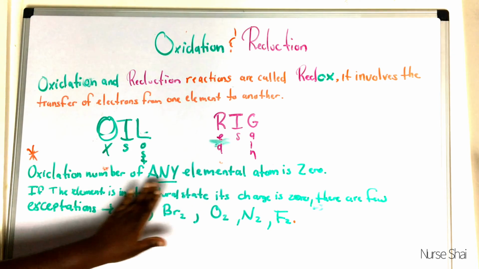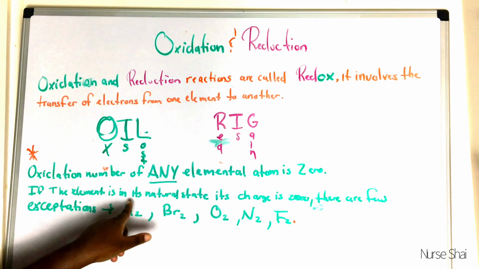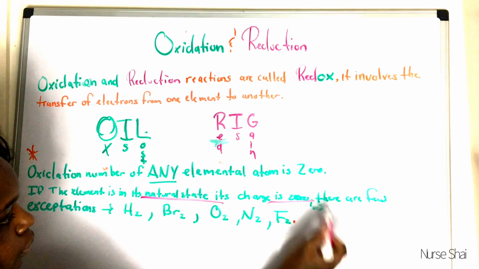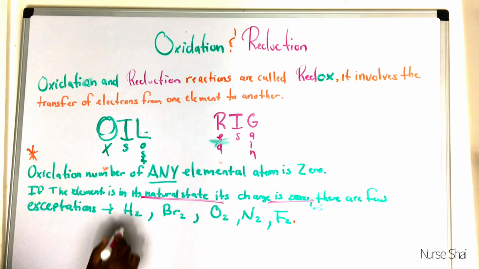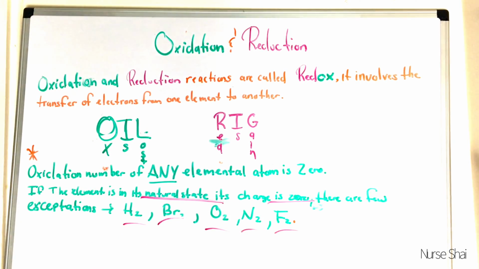But the oxidation number of any element atom is 0. Repeat that: the element that is in its natural state, the charge is 0. But there are only a few exceptions: hydrogen, bromine, oxygen, nitrogen, and fluorine. Or fluoride, whatever.